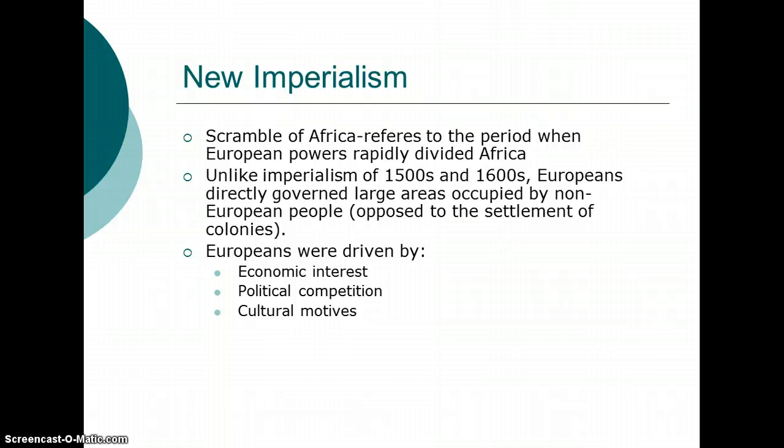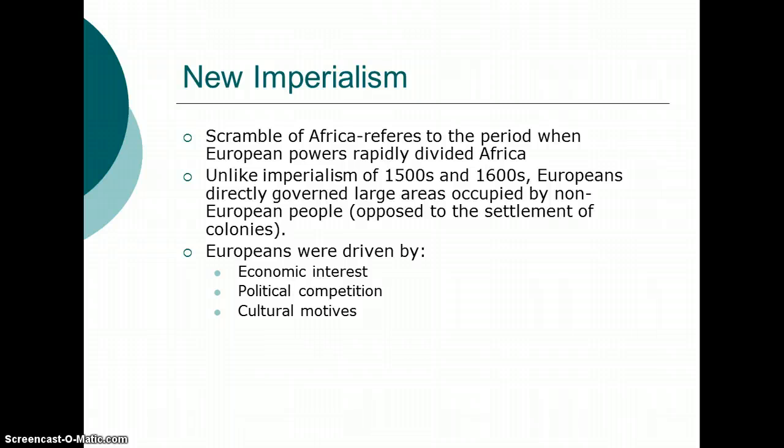And they would rule it themselves, and they would kill the inhabitants of the land. But unlike the imperialism of the 1500s and 1600s, Europeans went to, for example, let's say Britain went to Egypt, right? Instead of removing the government, it had the government serve them, and this was cheaper.